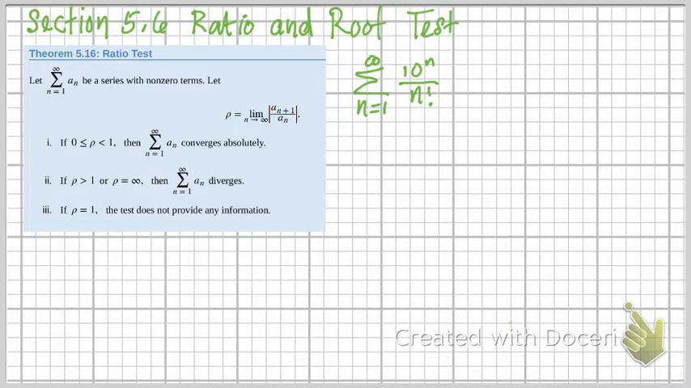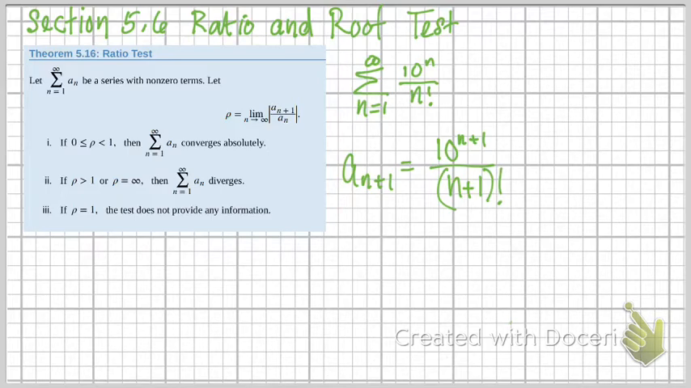So this is what we're going to deal with in this problem. Our big problem here is actually finding this limit. So we're going to start with what is a sub n plus 1. Our a sub n for this series is 10 to the n over n factorial. If I want a sub n plus 1, I'm simply going to plug in n plus 1 for n, and I will get this for a sub n plus 1.